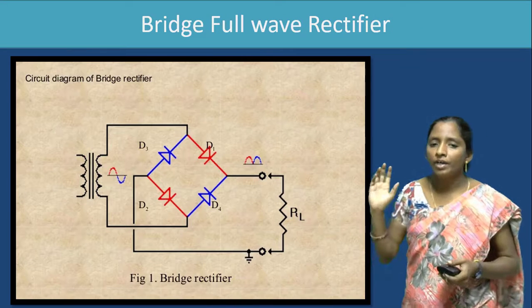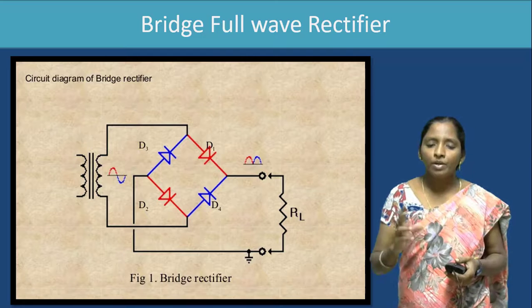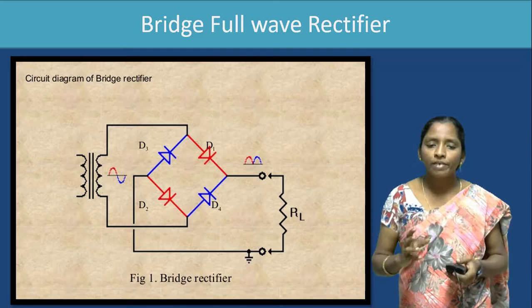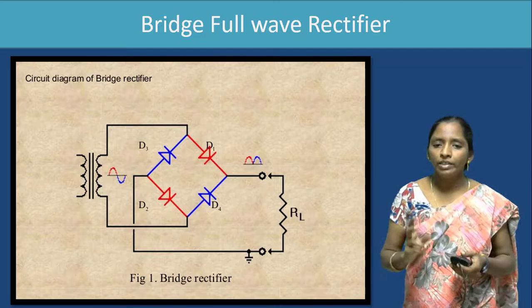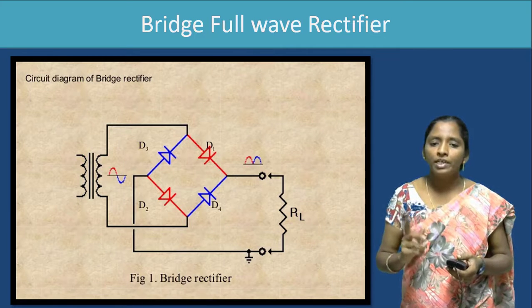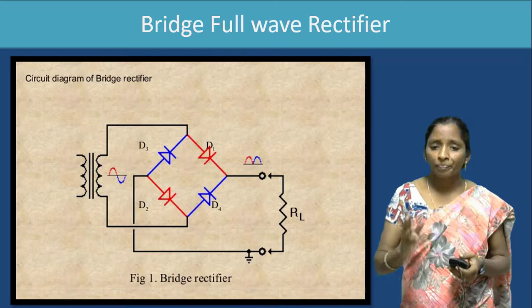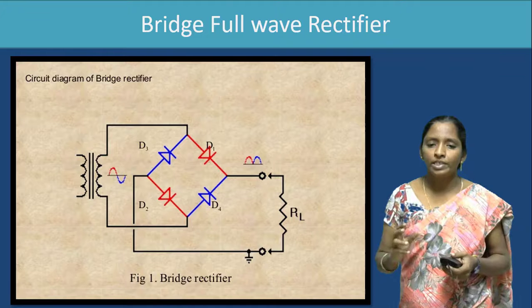This is the circuit diagram. This is the bridge full wave rectifier. Here we are using diodes as the bridge. That's why we are saying it is a bridge full wave rectifier. So in this rectifier we are using 4 diodes D1, D2, D3 and D4 and one normal transformer, and we are taking output across the load resistor.